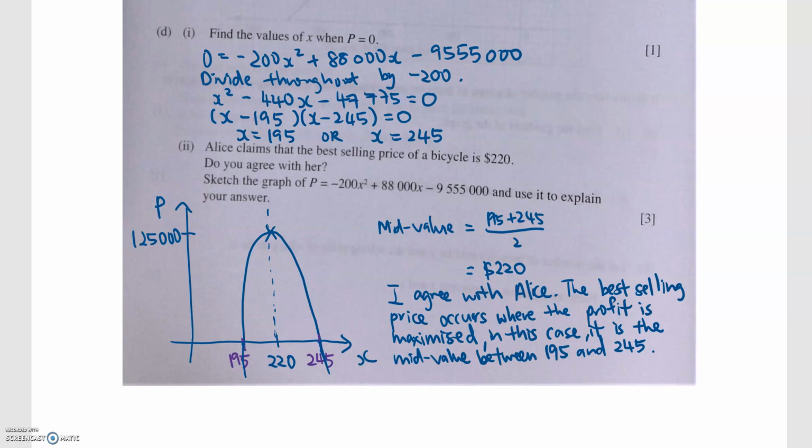So I include my explanation. Now you can also include the profit that the company would make if we are selling the bicycle at $220. So I just have to substitute 220 into the equation, and that would give me the profit of $125,000.